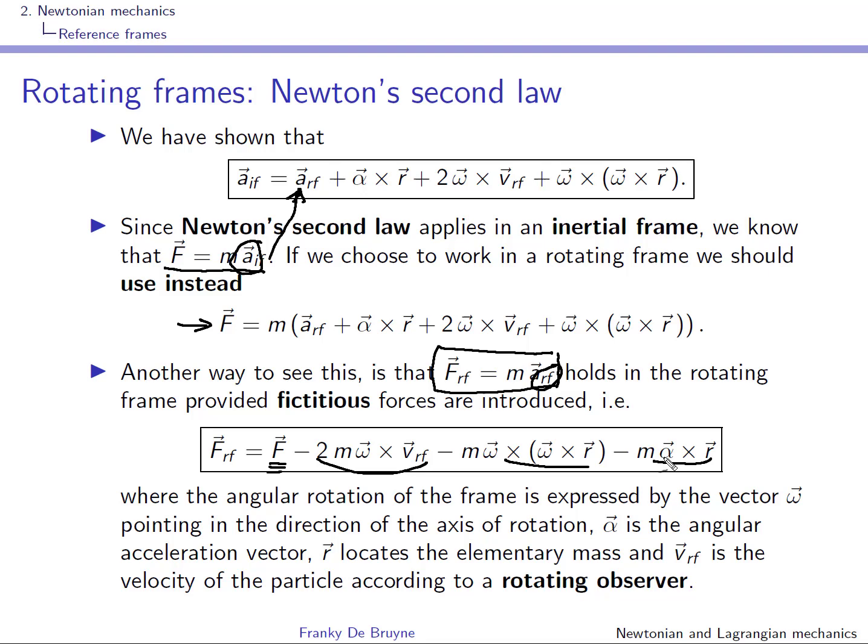Remember that omega is the angular rotation of the frame, pointing in the direction of the axis of rotation. Alpha, the vector alpha, is the angular acceleration. The vector r locates the elementary mass in the rotating frame, and the velocity in the rotating frame is the speed in the rotating frame. So it's the speed according to a rotating observer.